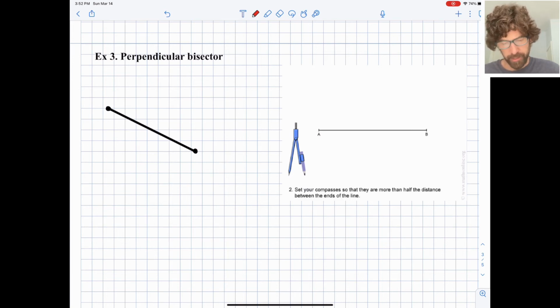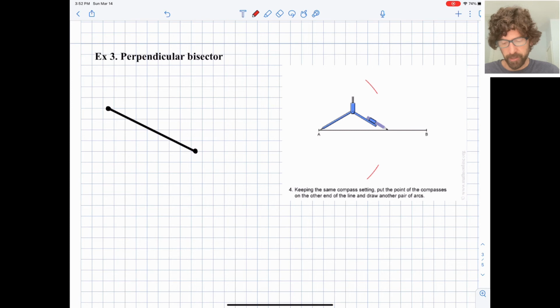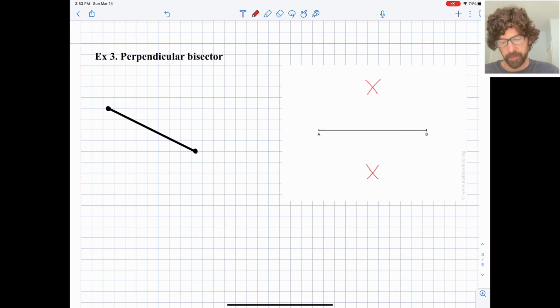So first you want to set your compass so that it's more than half the distance of the line segment. Put the point of the compass on one end of the line and draw arcs above and below the line. It could be one continuous arc if you wanted. Keeping the compass at the same setting, switch the points and draw arcs above and below. And then you're going to be able to connect a line segment connecting those two points of intersection. And that would be a perfect perpendicular bisector.